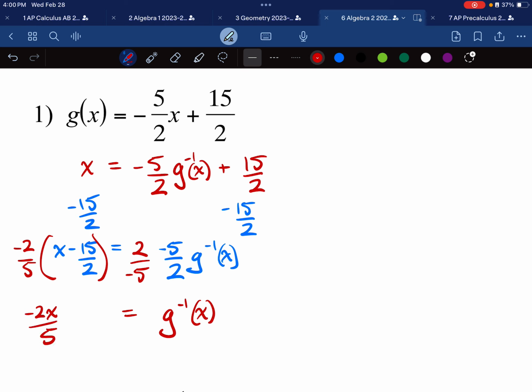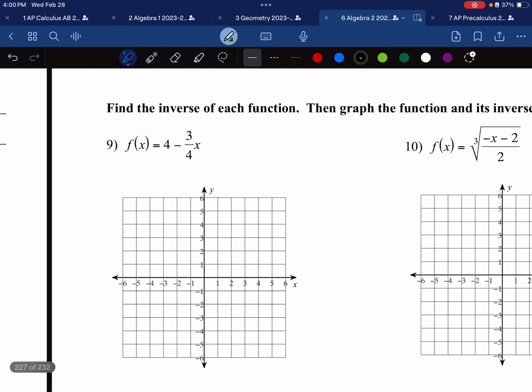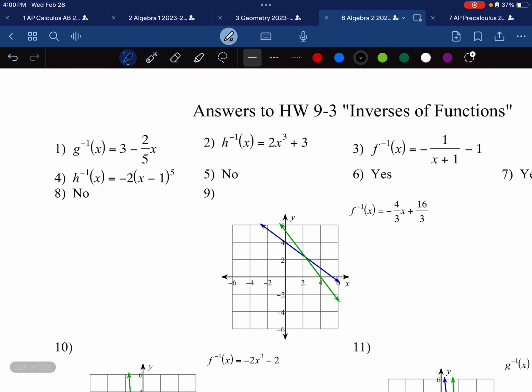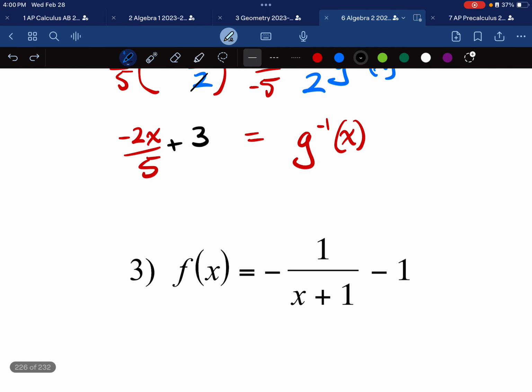And if I distribute over there, I'm seeing that this 2 and this 2 cross cancel. The negative and negative cross cancel, meaning I have a plus. And then 5 and 15 are going to cross cancel, so I have a 3 here. So I get negative 2x over 5 plus 3. Let's check. Negative 2/5 x plus 3. Is that what I said? Negative 2/5 x plus 3? That is okay. Negative 2/5 x plus 3. That is the correct answer.